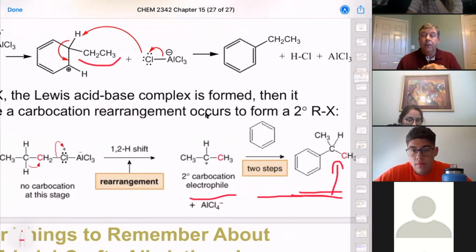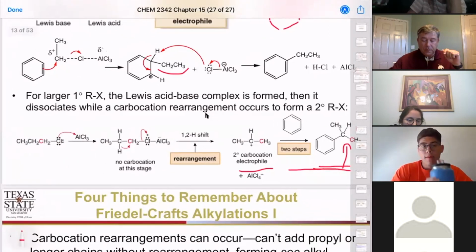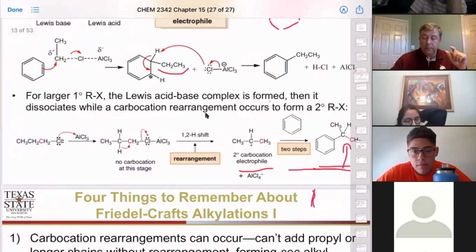Okay, so it's hard to get long straight chains through this Friedel-Crafts alkylation, but we have a workaround, so just wait. Okay, so 4 things to remember about the Friedel-Crafts alkylation reactions is that carbocations will rearrange.